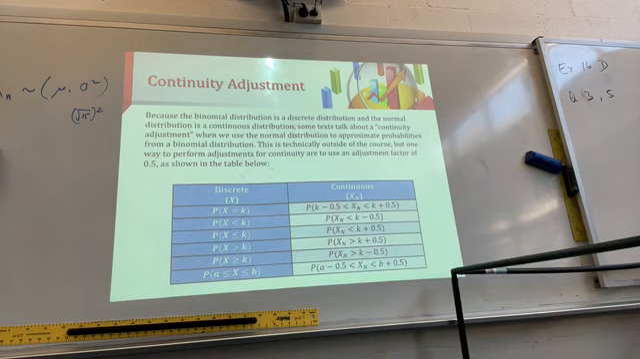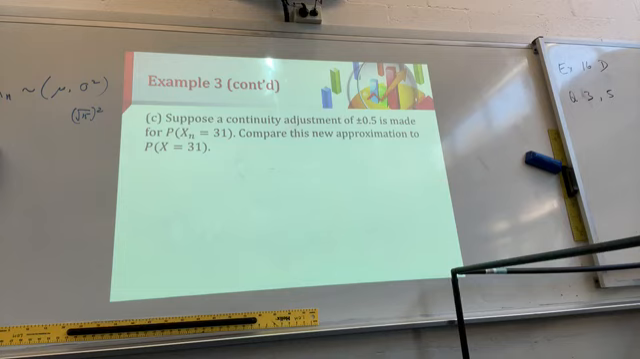So in this case, can we do the continuity adjustment of plus or minus 0.5 for the normal distribution of 31? You need to think about 31 take away 0.5, which is 30.5, and 31 plus 0.5 is 31.5. So if you compare that, you've got 0.0994, which is pretty much the same. To 4 decimal places, that is close enough. So the adjustment is 0.5.